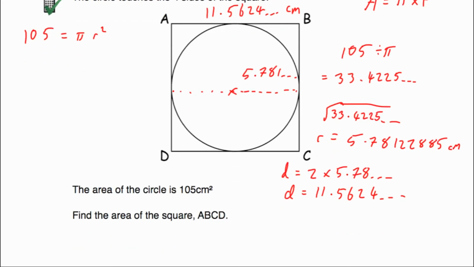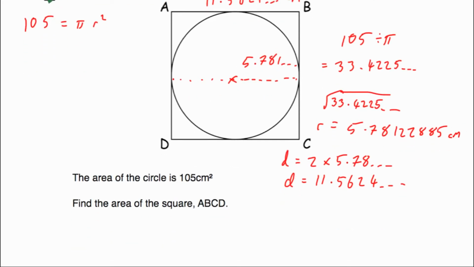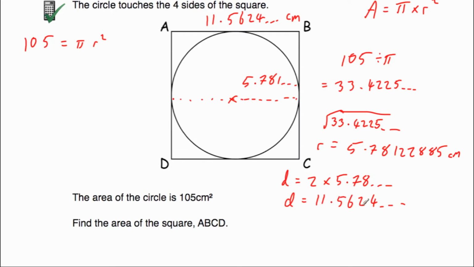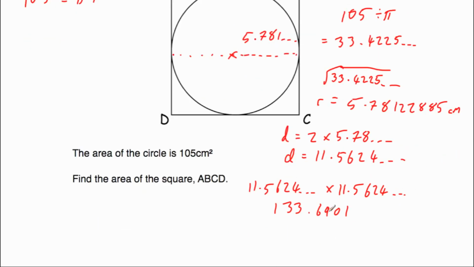Now we want to find the area of the square, so we multiply the length by the width. We multiply 11.5624 and so on by itself, or we could square it. So 11.5624 and so on times 11.5624 and so on, answer times answer, equals 133.6901522 and so on centimeters squared. Let's round our answer now that we're finished. Our answer would be 133.69 centimeters squared to 2 decimal places. And that's it. Okay, let's have a look at our next question.